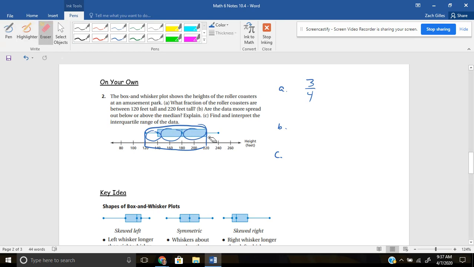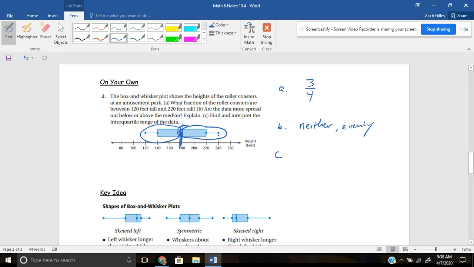Letter B says, are the data more spread out below or above the median? And explain. So here's our median right here at 180. Is it more spread out here or is it more spread out here? Well, you can see that it's actually neither, or maybe you said both, because it's evenly spread out. The one range isn't bigger than the other. They have the same range. So it's a little bit of a trick question, I guess.